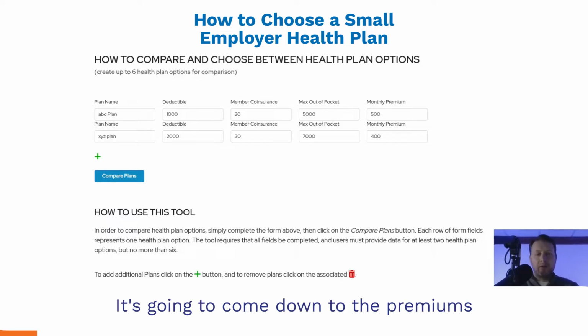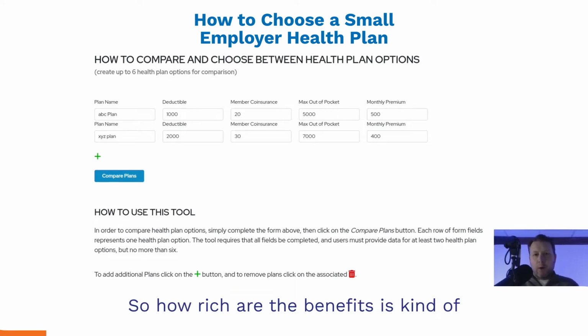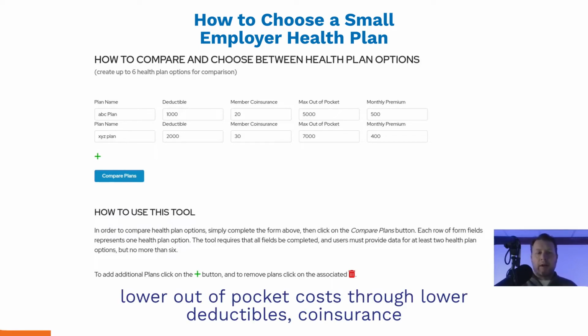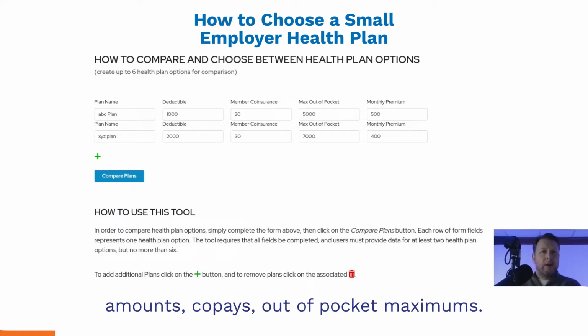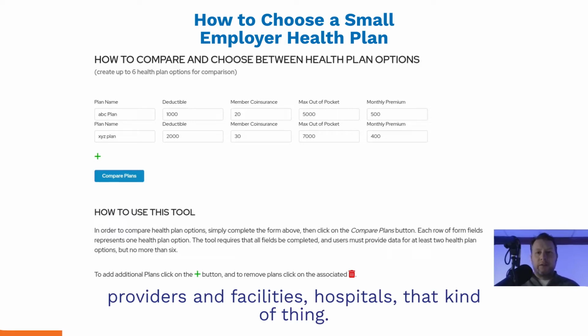It's going to come down to the premiums or the cost of the health insurance. It's going to come down to the coverage level. So, how rich are the benefits is kind of a term that we use a lot, but basically lower out of pocket costs through lower deductibles, co-insurance amounts, co-pays, out of pocket maximums. And then the last thing is networks, access to providers and facilities, hospitals, that kind of thing.